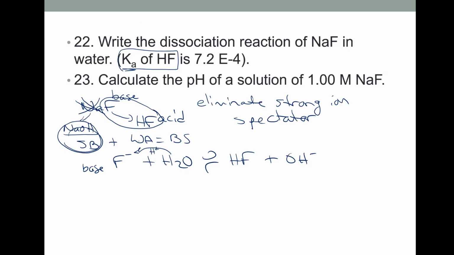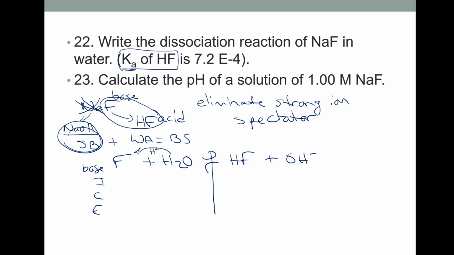Now, to calculate the pH, you have to learn to set up an ICE table, and I think you guys are pretty good at that. The hardest part is writing the reactions. So ICE. Big X here. F minus is 1 molarity, 0, 0, plus X, plus X.